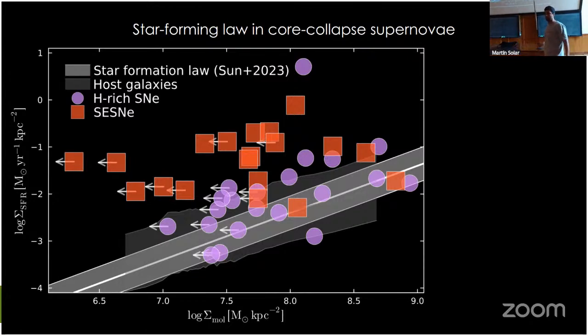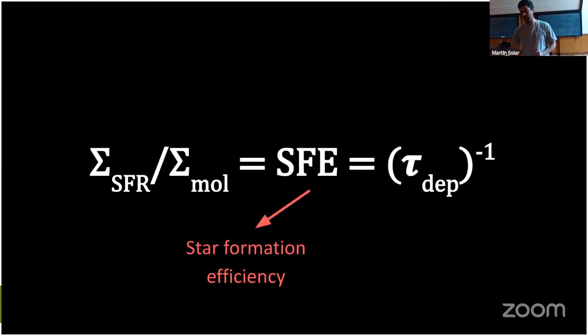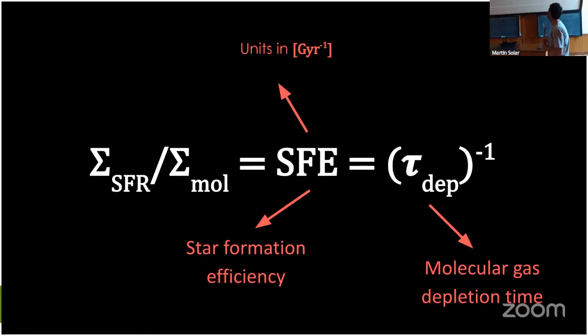So here is where I want to focus. We have the molecular gas surface density and the star formation rate surface density, and the ratio gives us the star formation efficiency. The star formation efficiency is basically the rate at which stars are formed given an amount of gas, and this is in these units. Maybe it's more friendly to talk about the molecular gas depletion time, which is the inverse of the star formation efficiency, because it's in units of time.